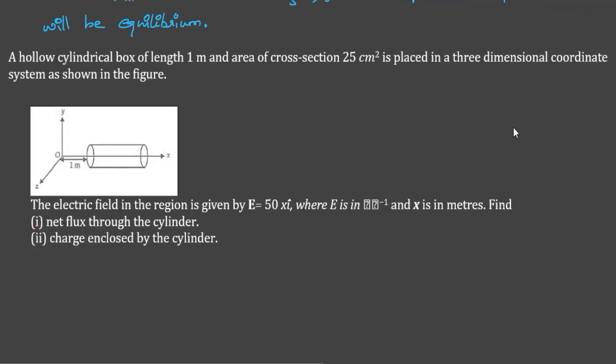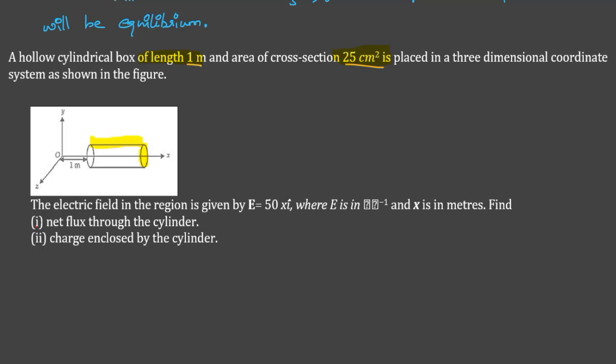Model number 11. A hollow cylindrical box of length 1 meter. That means the length is nothing but 1 meter, of cross-sectional area 25 centimeters square. So the given length is 1 meter, and this cross-section is 25 centimeters square, placed in a three-dimensional coordinate system, with the given x-axis, y-axis, z-axis.